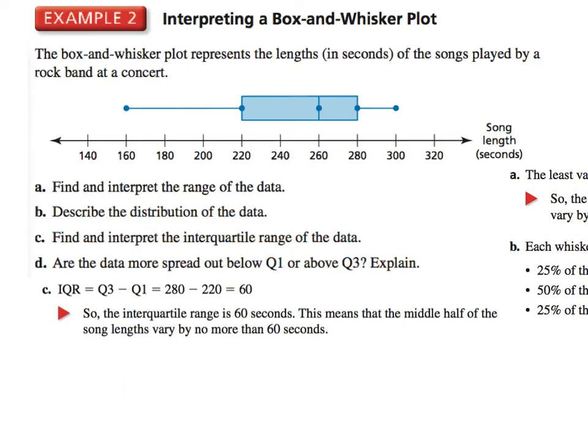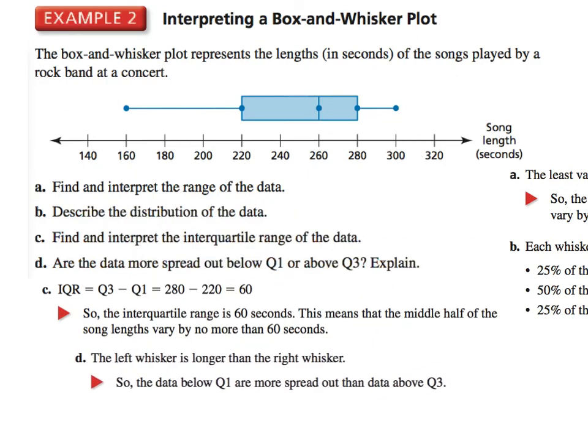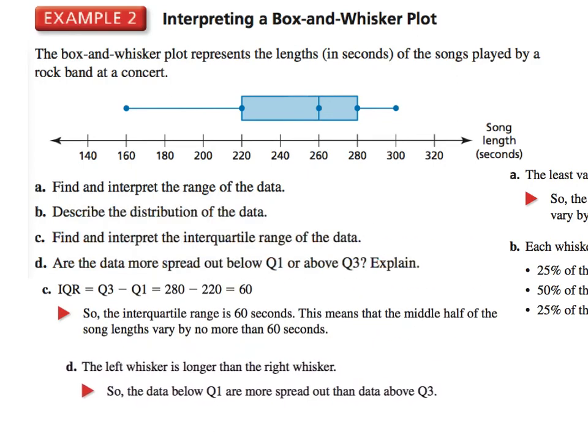The next part says, are the data more spread out below Q1 or above Q3? Well, by looking at it, it's pretty easy to see that the whisker on the left is longer than the whisker on the right. So the data below Q1 is more spread out than above Q3.